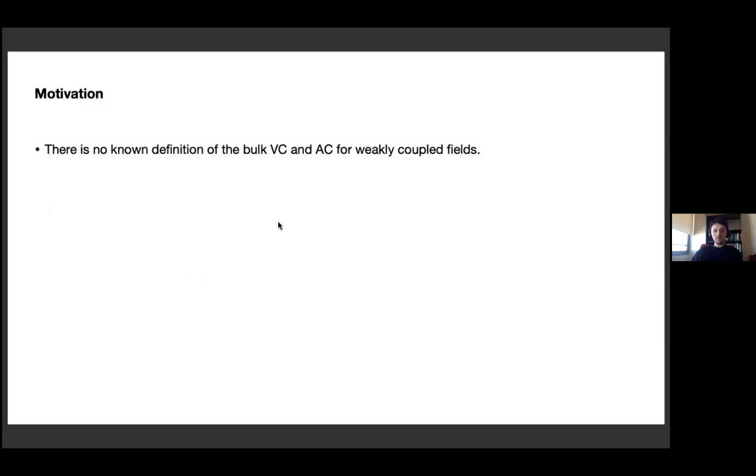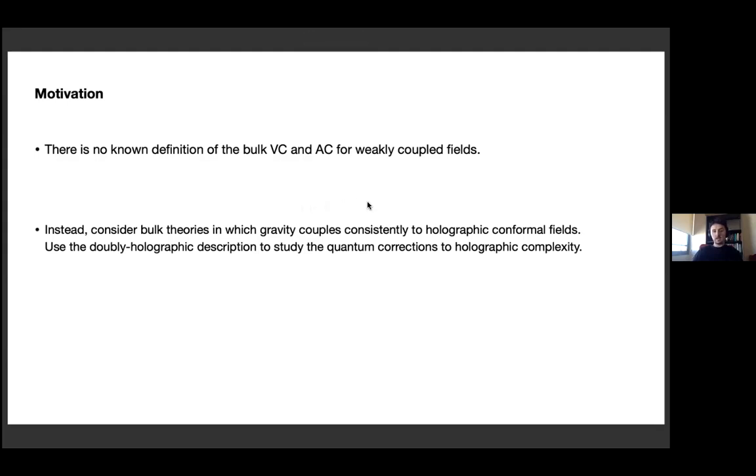Okay, so our motivation was that there is no precise definition of the bulk volume complexity and action complexity for weakly coupled fields. So the previous expression that I just wrote is just tautological. We don't know any definition for C bulk. So instead of trying to define these notions for a weakly coupled supergravity field, we were thinking to consider bulk theories in which gravity couples consistently to holographic conformal fields. And then one can use the doubly holographic description of the system to say something about these quantum corrections from classical quantities in the higher dimensional bulks. And in particular, there is a set of models which implements these doubly holographic perspectives in a very simple way. And these are the holographic brane wall models that I will introduce.